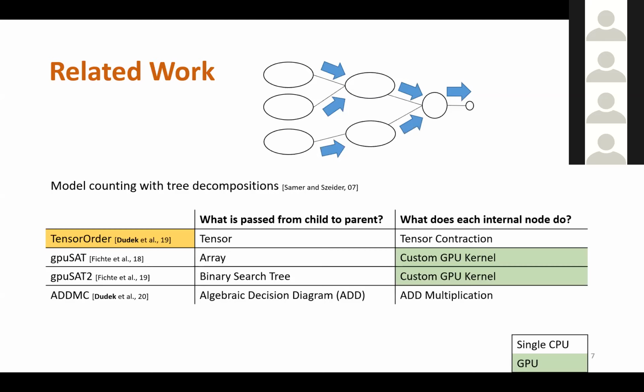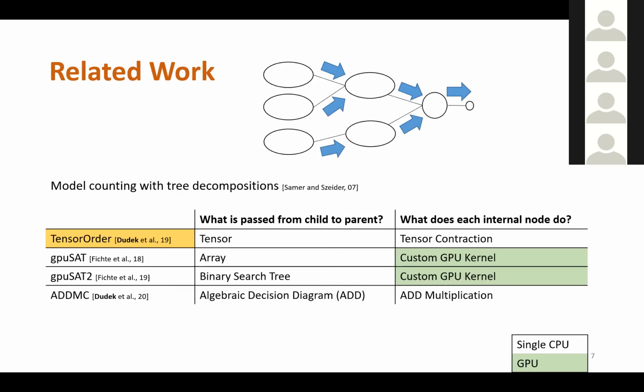I described to you one from last year, which on the tree decomposition passes tensors from children to parent, and at each internal node performs a single tensor contraction. But there's some related work from 2 years ago, GPU SAT, which passes essentially an array from children to parent, and then they wrote a custom GPU kernel to perform the information combination. There are some other differences here, but I just want to highlight this difference in the execution stage.